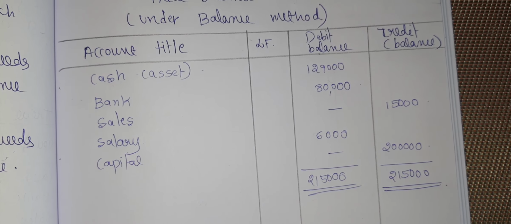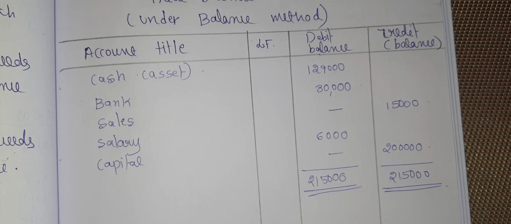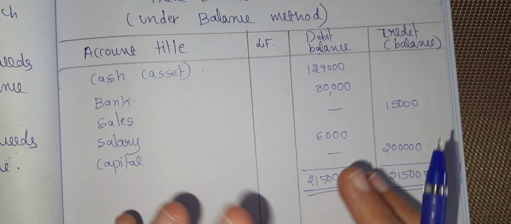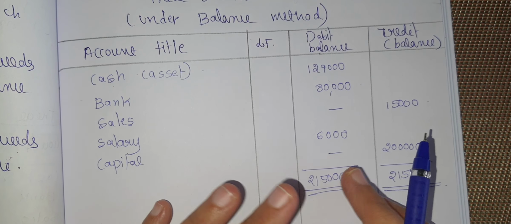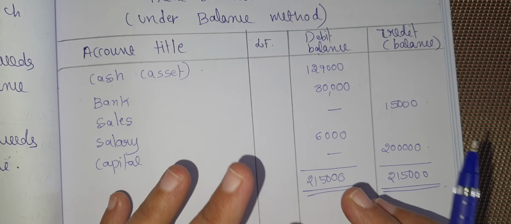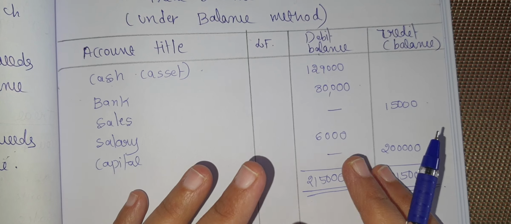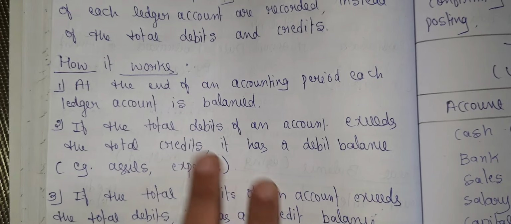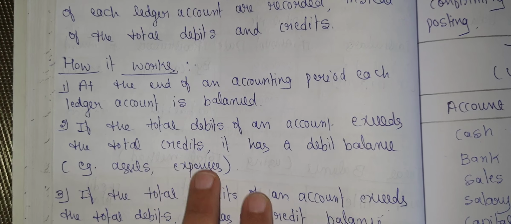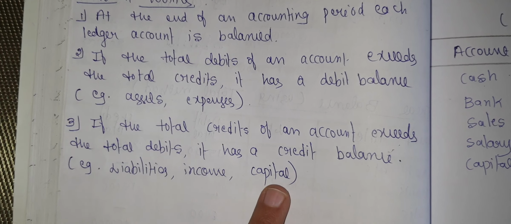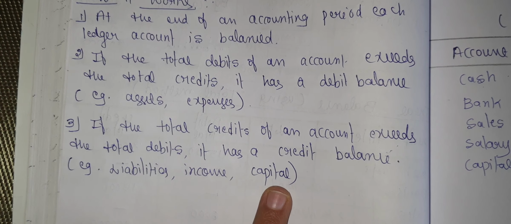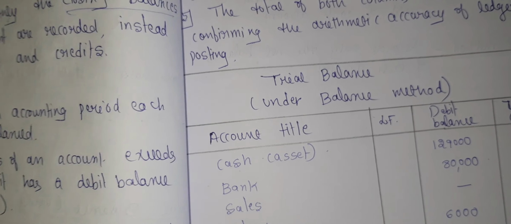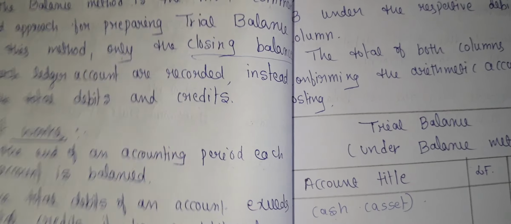So this method efficiently verifies the accuracy of ledger balances, and it is the most widely used method for preparing a trial balance. And you have to remember these 2 points: for assets and expenses, and for liabilities, income and capital. So these are very important. I hope this balance method is clear to you all.